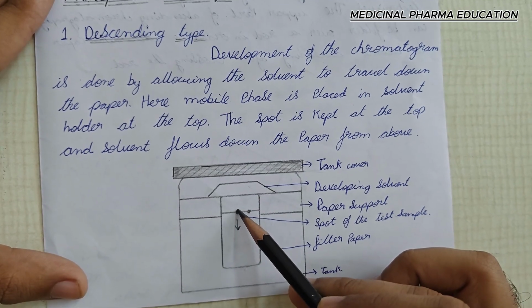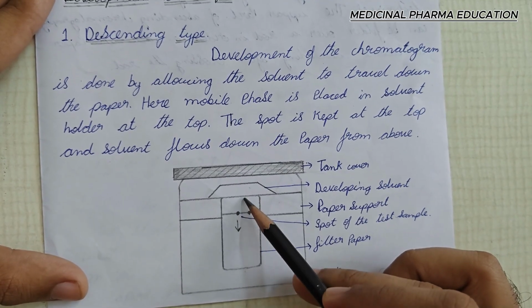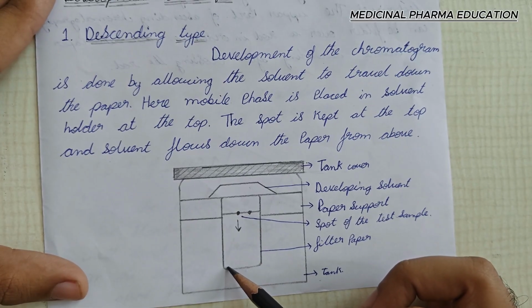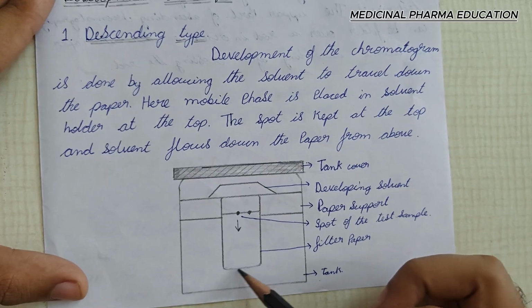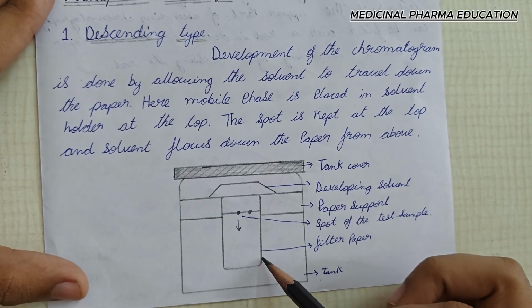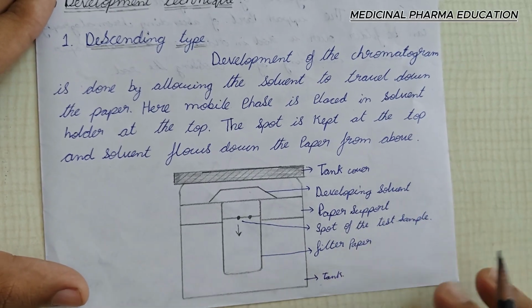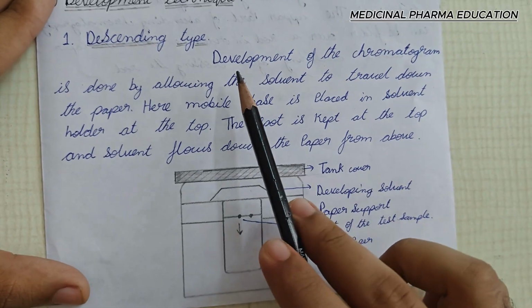It brings the spot with it. We will allow the solvent to travel until here. This is called the solvent front, and then we will remove the paper. This is called descending type.